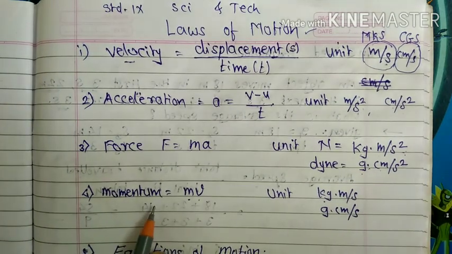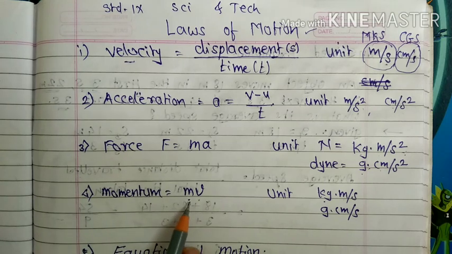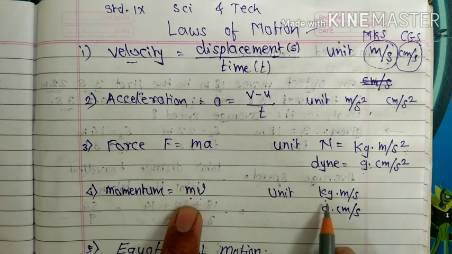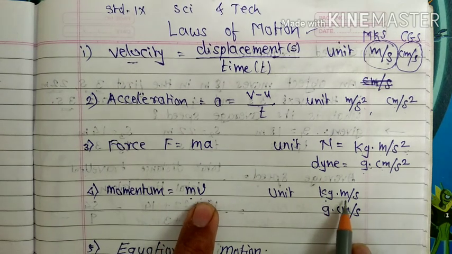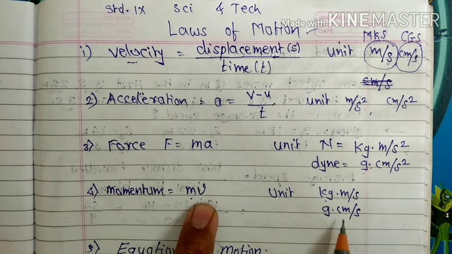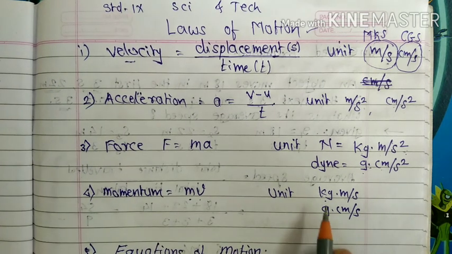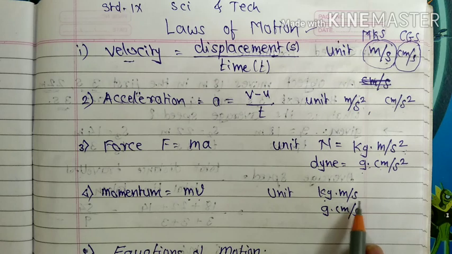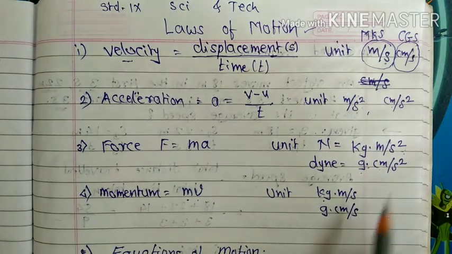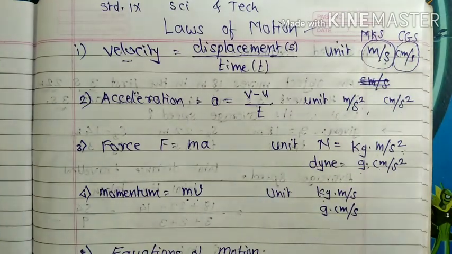Momentum. Now what do you mean by momentum? Momentum is the product of mass and velocity. So the unit of mass is kilogram, the unit of velocity is meter per second. In CGS, the unit of mass is gram, the unit of velocity is centimeter per second. So kilogram meter per second in MKS and gram centimeter per second in CGS.